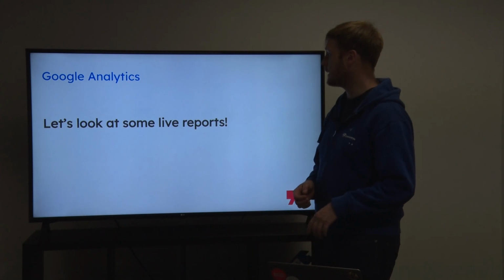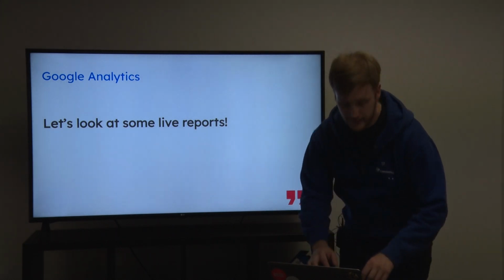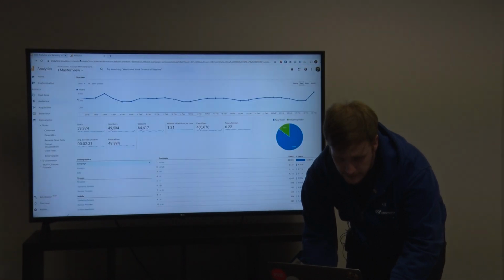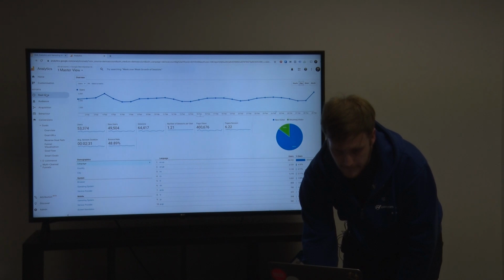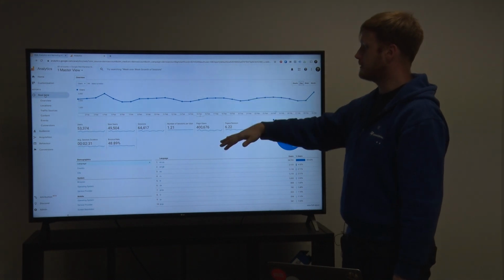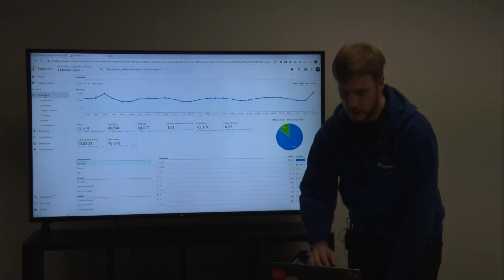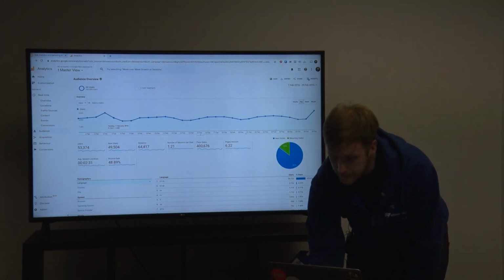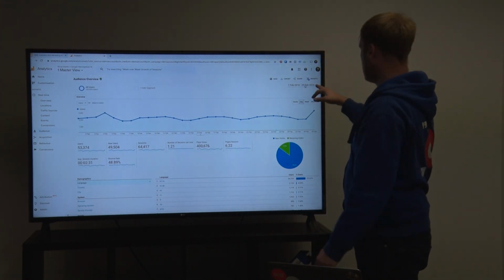Okay, and let's look at some live reports as well. So I'll open up Google Analytics. So it's the same account that you have access to as well from what I shared. So I'll quickly go over all the different types of reports and show and try to answer some of the questions that might get. So firstly, the date.